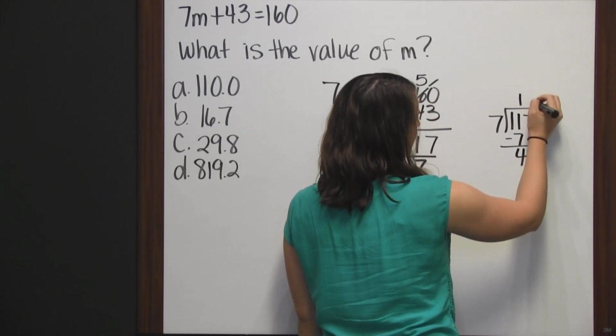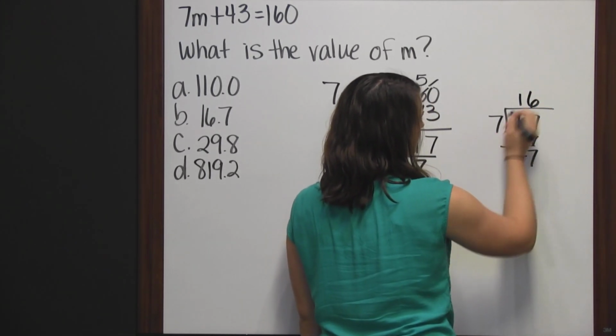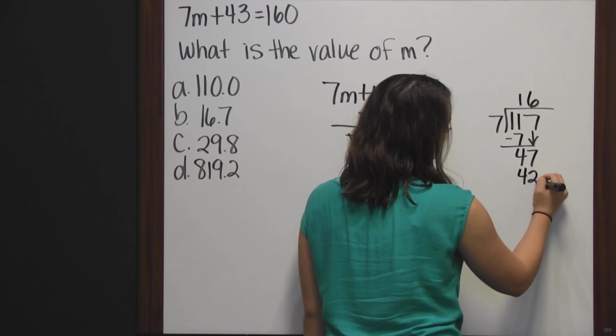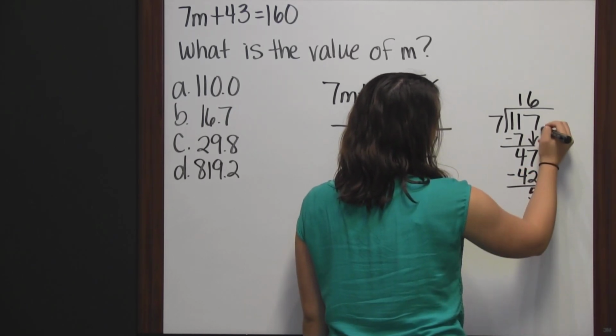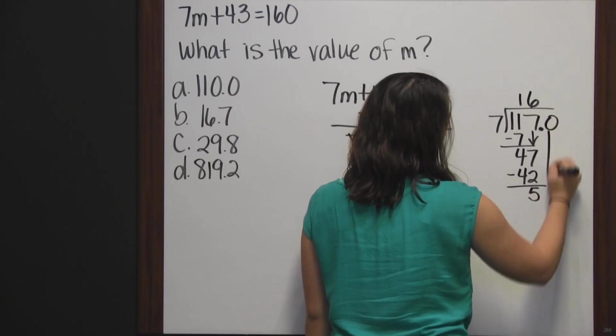7 goes into 47 6 times. 7 times 6 is 42. We subtract and we get 5. Then we add a decimal and a 0 and bring it down.